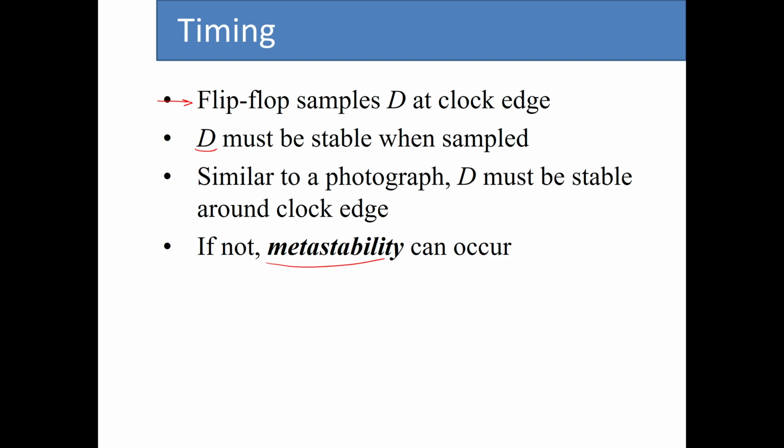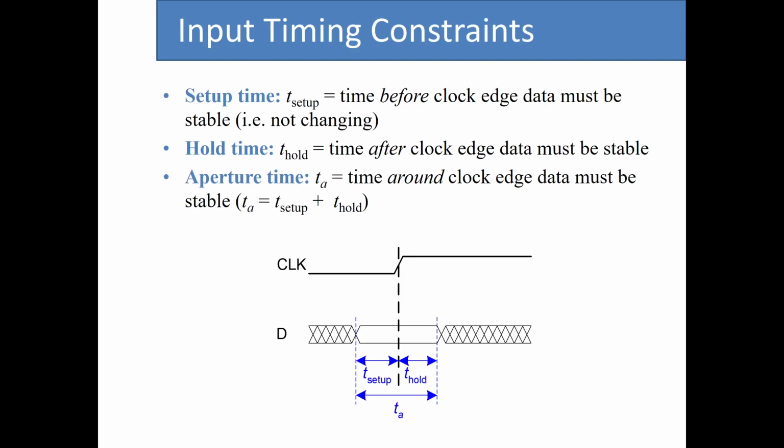Metastability is a state in which you are not sure whether the data that you stored is 0 or 1. I will talk about it more in a later video. Based on the fact that we need the data to be stable, we can come up with several definitions or constraints. The first constraint or definition is the setup time.